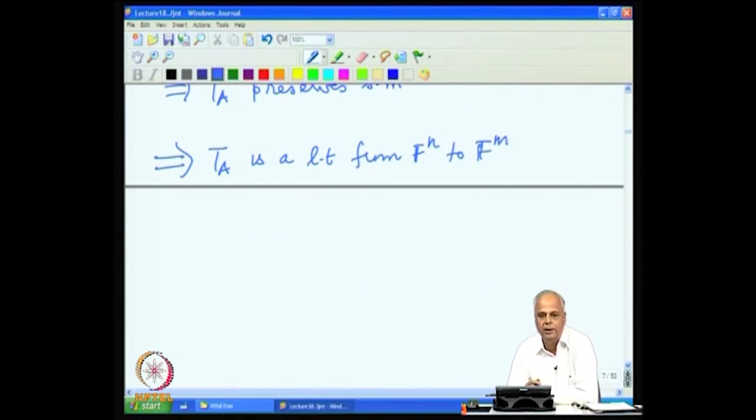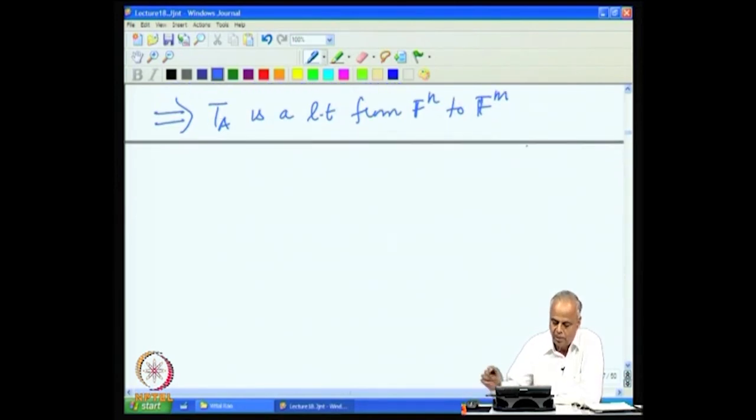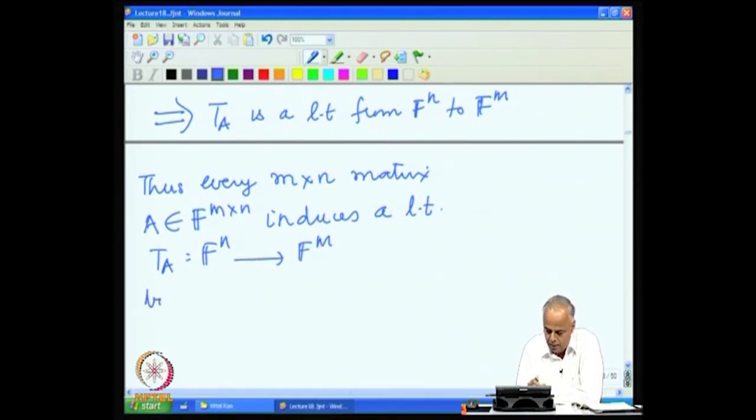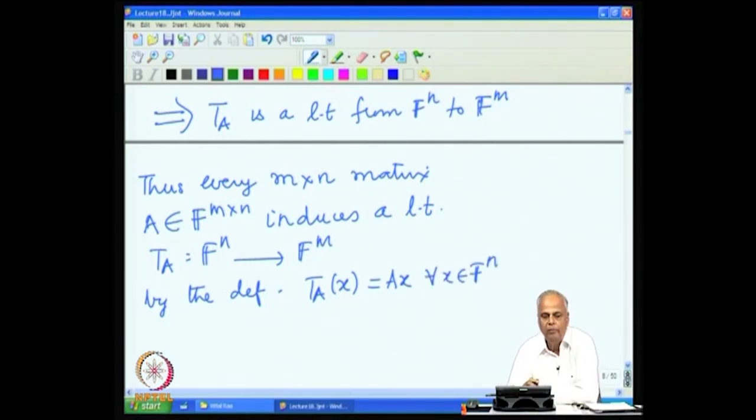So, we started with an m by n matrix A, and from that m by n matrix A, we generated a linear transformation Ta from Fn to Fm. Thus every m by n matrix A belonging to F m by n induces a linear transformation Ta from Fn to Fm by the definition Ta x equal to Ax for every x in Fn. So, every matrix gives rise to a linear transformation from Fn to Fm.